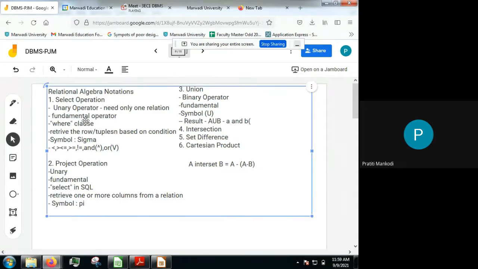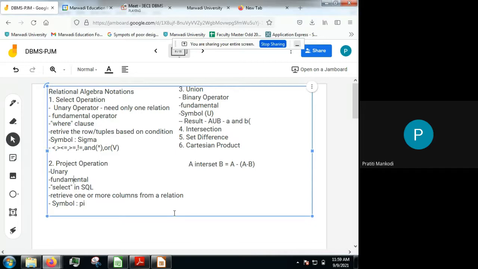Your selection operator is exactly same as your where clause. Retrieve the rows and tuples based on the condition. Symbol is sigma, and these are the operators you can use along with your selection. Similarly, project operator, again it is unary, fundamental, same as select in SQL. Retrieve one or more columns from a relation.